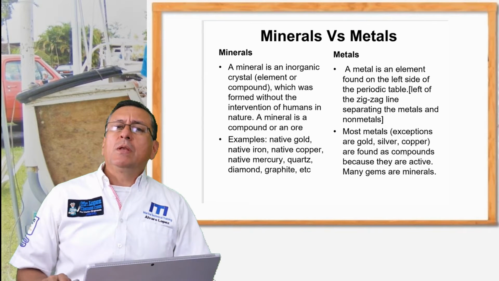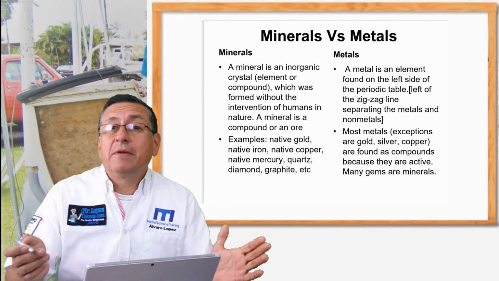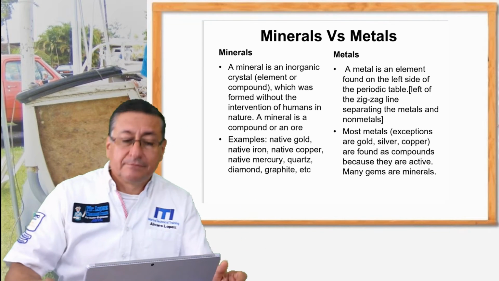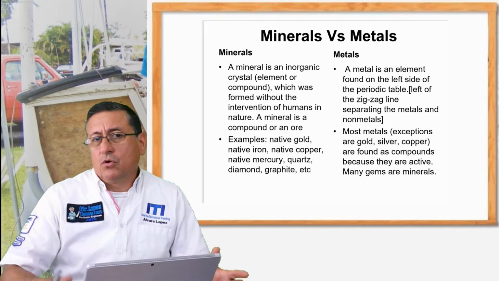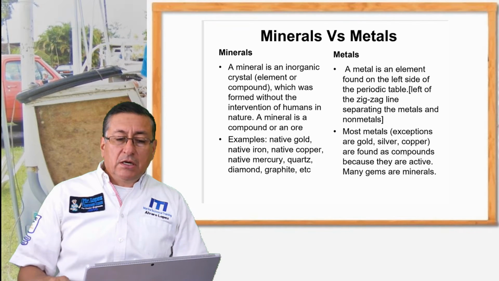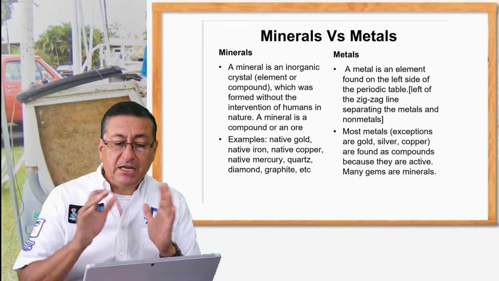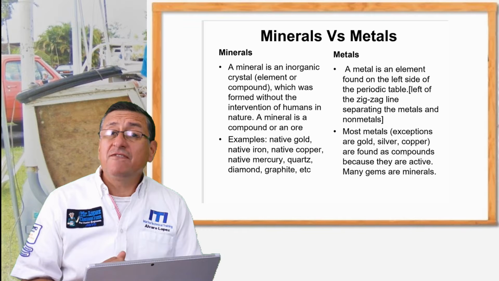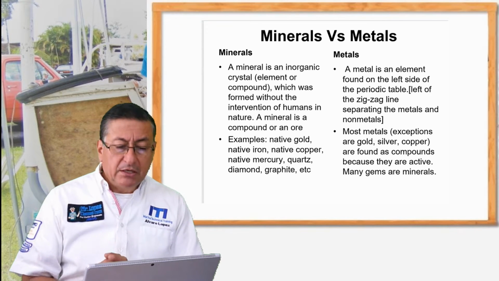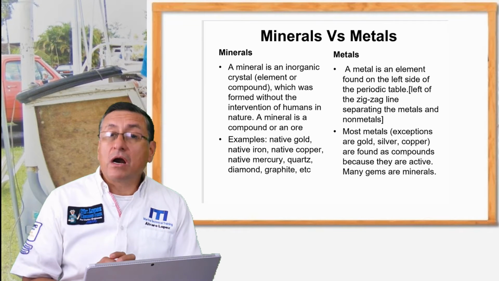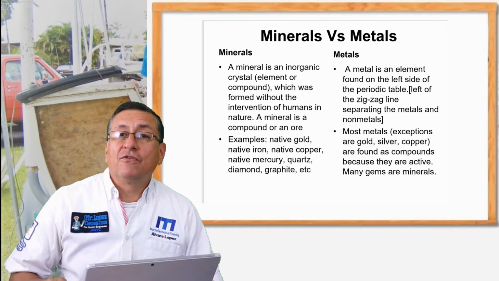What is the difference between minerals and metals? The majority of the metals come from minerals. A mineral is an inorganic crystal or compound that was formed without the intervention of humans. Yeah, it's in natural form. For example, native gold, native iron, native copper, native mercury, quartz, diamond, graphite. Those are examples of minerals.